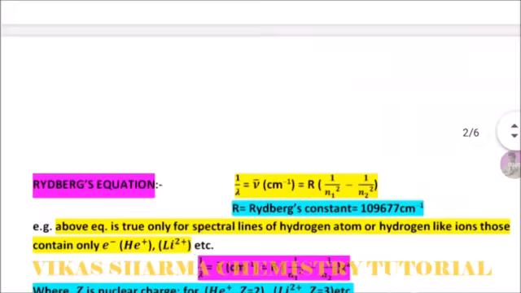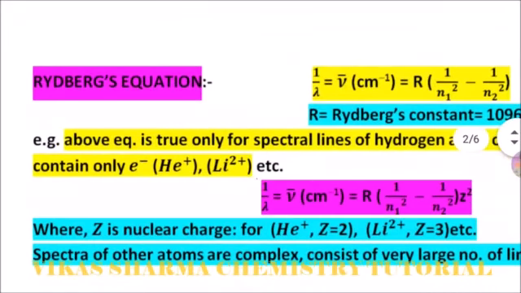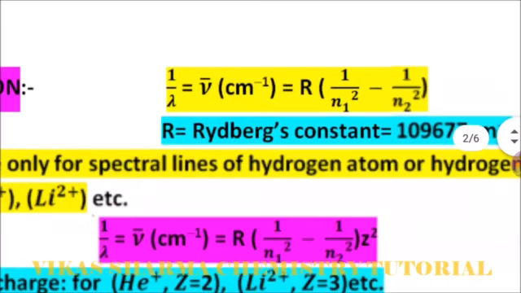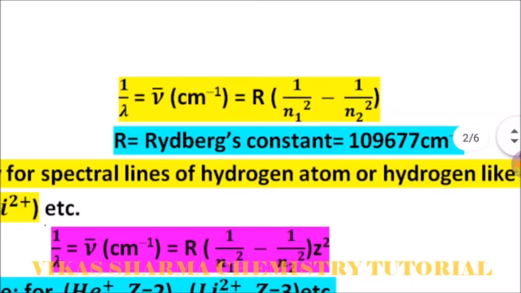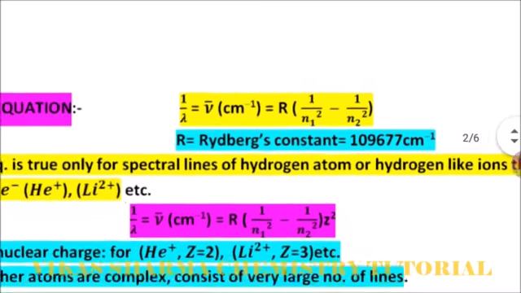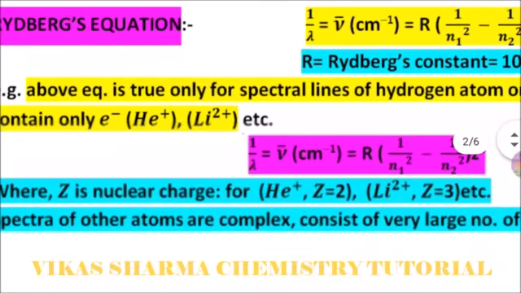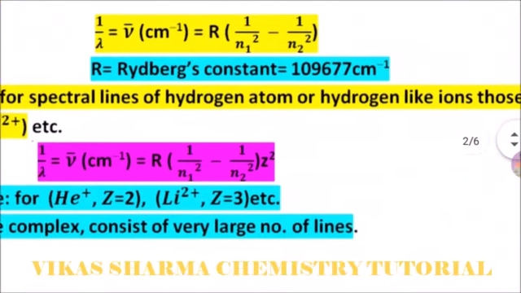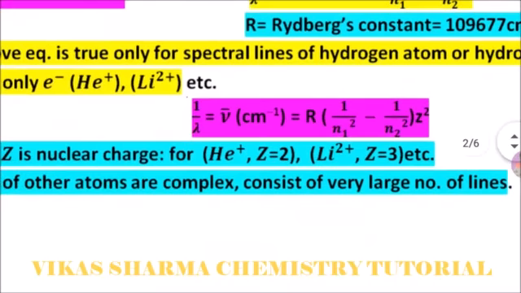So let me start the topic. What is the Rydberg equation? It is 1 upon lambda, and 1 upon lambda is equal to nu bar, because the relation between lambda and wave number is always inversely proportional. It is equal to the Rydberg constant times the energy levels of two states, n1 and n2, and the Rydberg constant is equal to 109677 per centimeter.